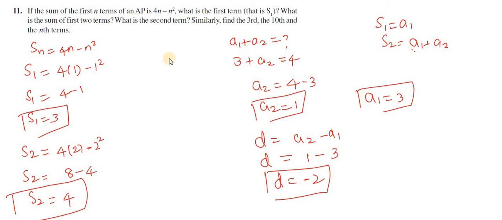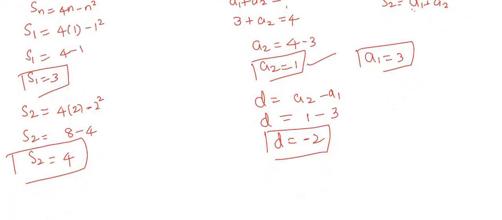Now what do we need to find? We found the sum of the first two terms, and we found the second term. Similarly, we need to find the third term, that is A3. It is easy to find A3.